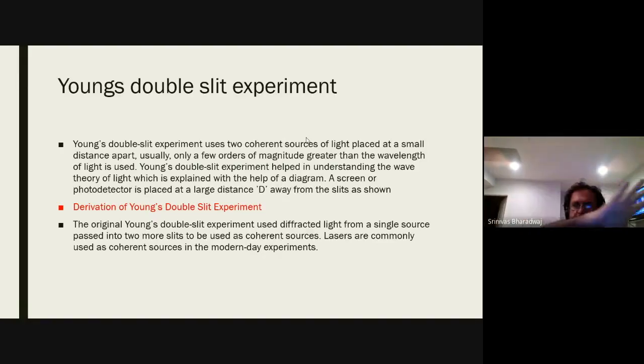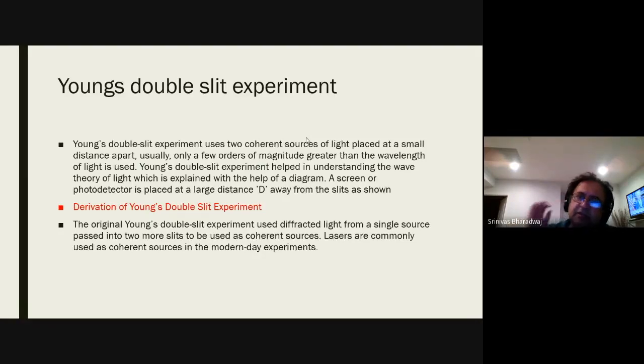Typically what we do is make this light travel parallel, and then pass it through an opaque curtain or a wall, maybe a cardboard, in which we make two small slits. This is called Young's double slit experiment.